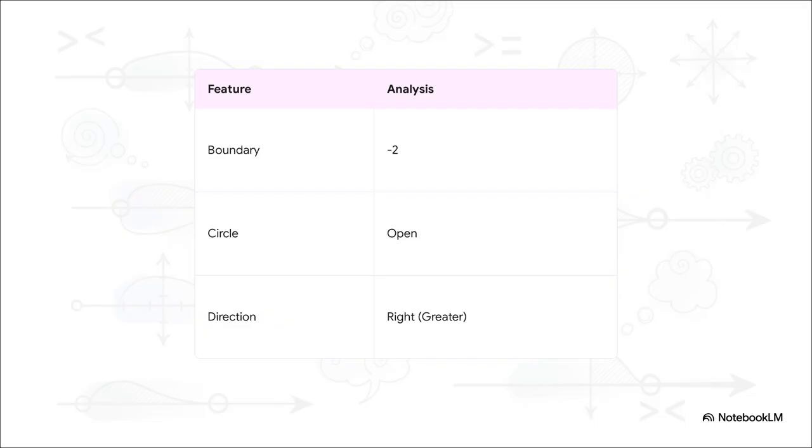Let's run our scan. Step 1, find the boundary. Easy enough. Where does it all start? Right there at -2. Step 2, check the circle. It's an open circle, which means the number -2 itself is not included. It's the starting line, but you can't stand on it. Step 3, check the direction. The arrow's pointing right toward all the bigger numbers, so we're looking for numbers greater than our boundary.